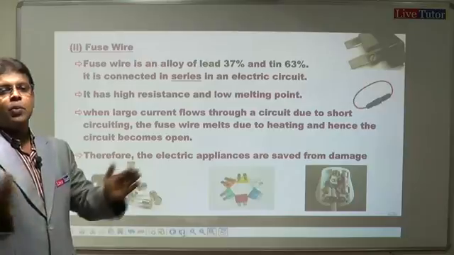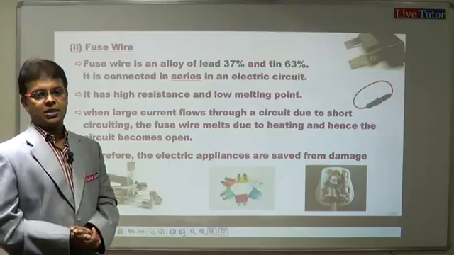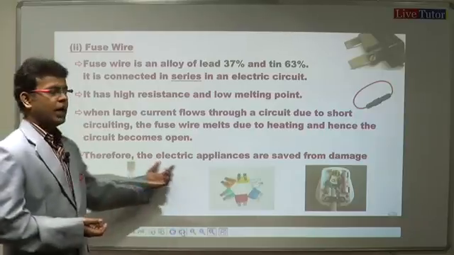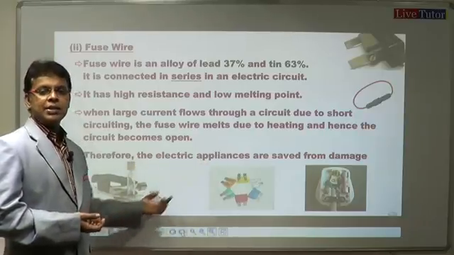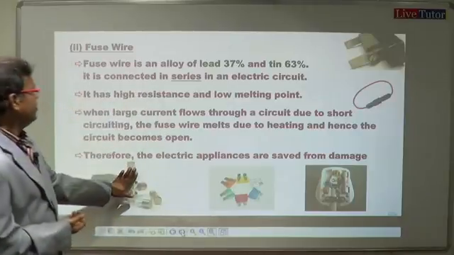And hence the circuit will become open. The circuit will get broken. Open means the connection is cut. Therefore, no current will flow through the appliance. The appliance will be saved from damage. So all these 3 points you have to write, right?